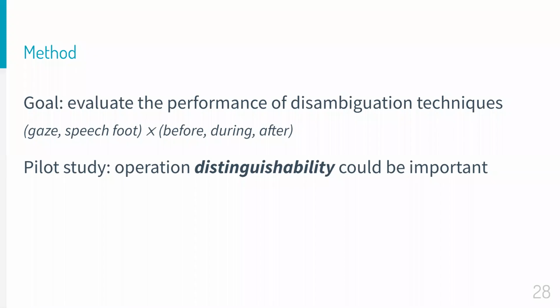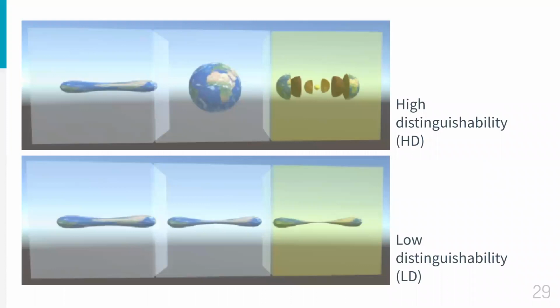We conducted a study where we evaluated the performance of all the combinations of modality and timing. But in a pilot study, we also found that apart from modality and timing, operation distinguishability could be another important factor that influences the performance. So in the formal experiment, we included 2 sets of operation alternatives. In the high distinguishability set, the operations were highly distinct from each other, and in the low distinguishability set, all the operations looked very similar to each other. And we hypothesized that selection might be more difficult when the operations looked similar.